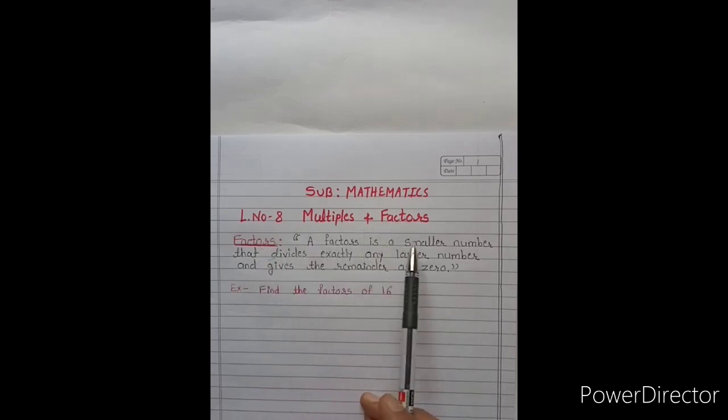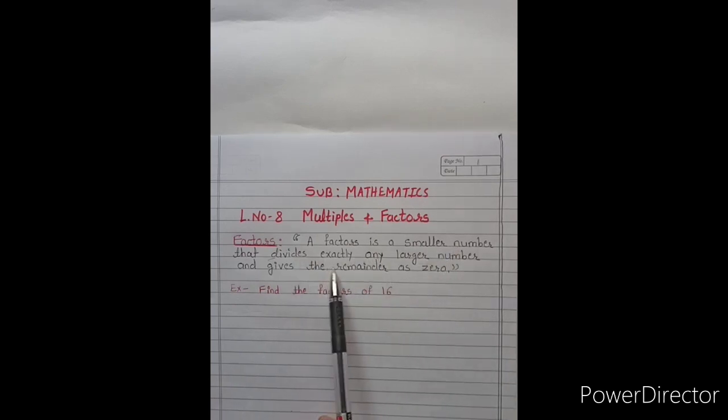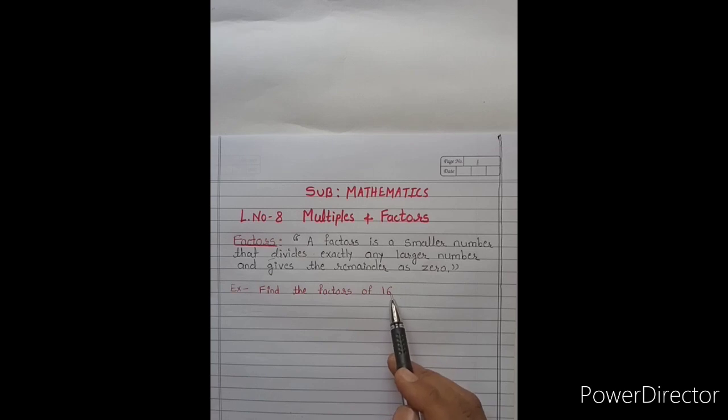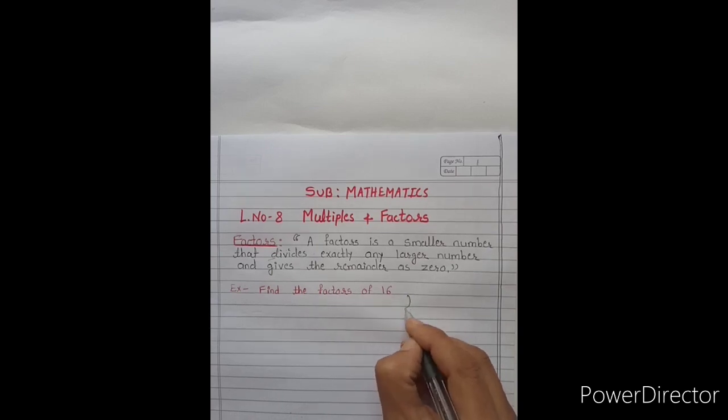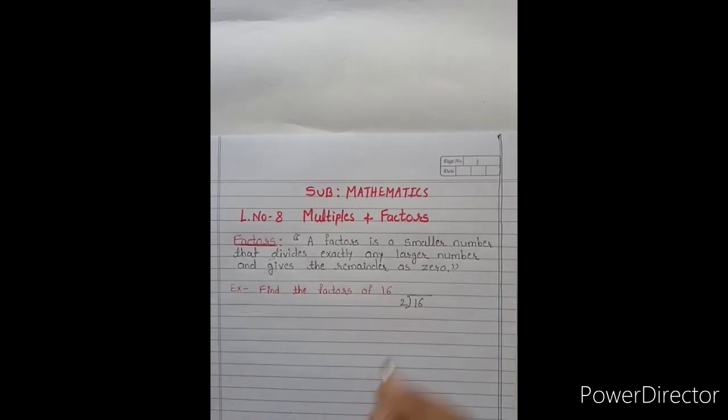A factor is a smaller number that divides exactly any larger number and gives the remainder as 0. Let's take an example. Find the factors of 16. You know that every number is completely divisible by 1. So 1 is a factor of every number. Now we will divide 16 by 2. If you divide 16 by 2, 2 8s are 16. You will find the remainder is 0.